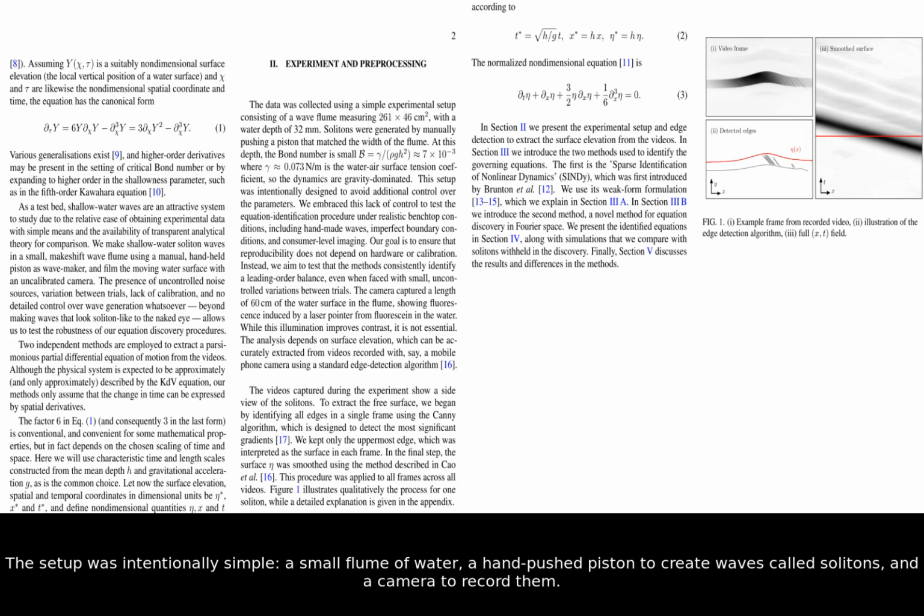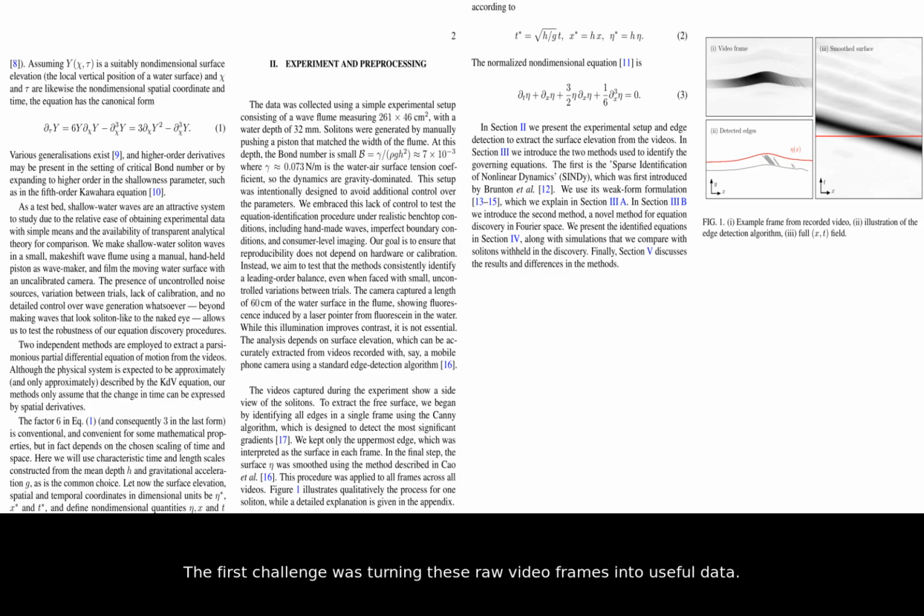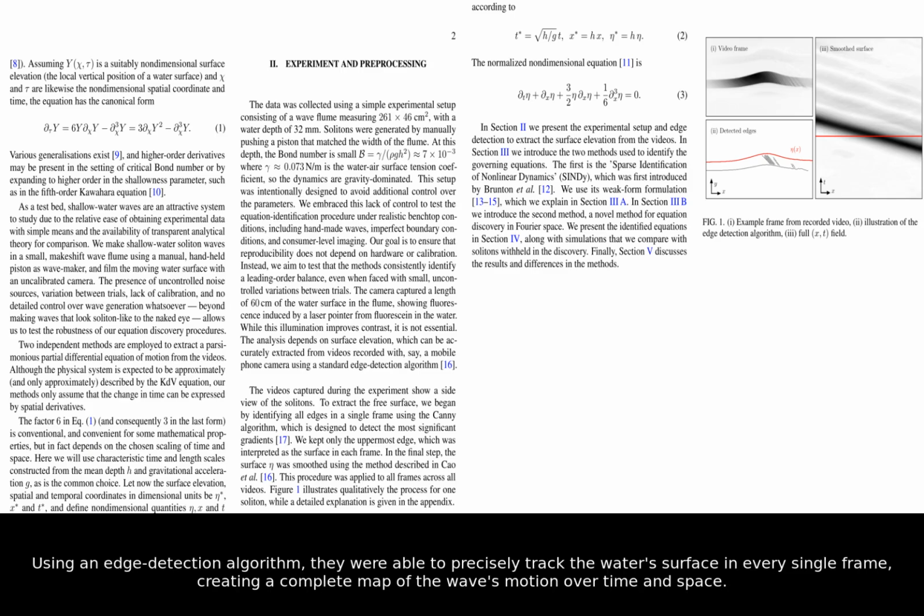The setup was intentionally simple: a small flume of water, a hand-pushed piston to create waves called solitons, and a camera to record them. The first challenge was turning these raw video frames into useful data. Using an edge detection algorithm, they were able to precisely track the water's surface in every single frame, creating a complete map of the wave's motion over time and space.